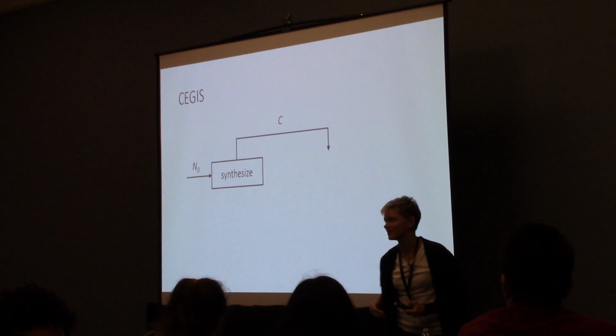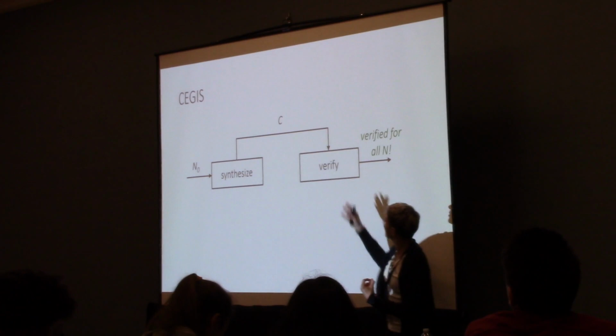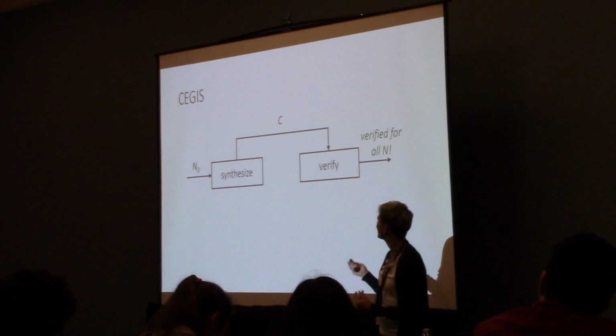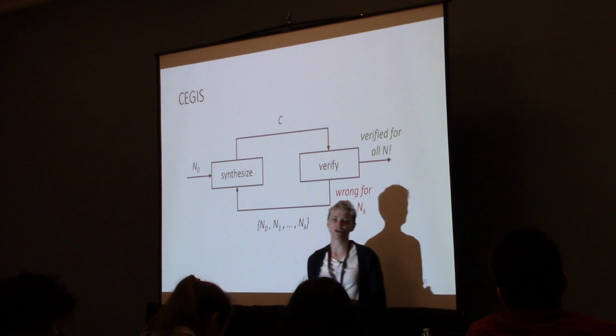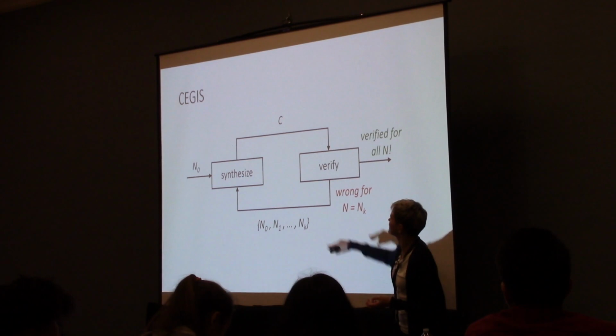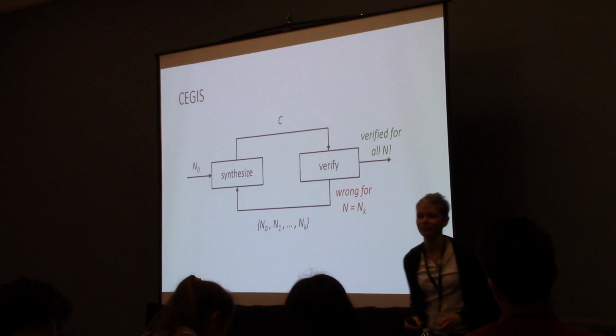Then you give that resulting program to the verifier, and either it happens to work for all n because you guessed the solution, and then you're done with synthesizing the program, or the verifier says, no, it's wrong for some input, and then you add this input to your set of inputs for which it should work, and you give the resulting problem again to the synthesizer, and you go on until either the synthesizer says that there doesn't exist such a program, or the verifier says it's verified.